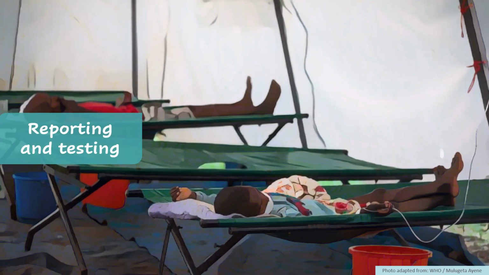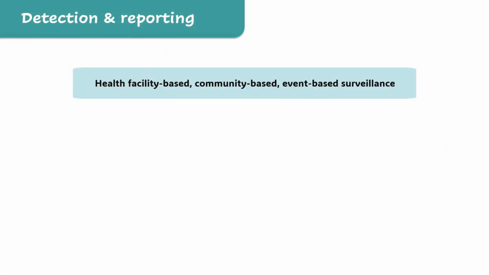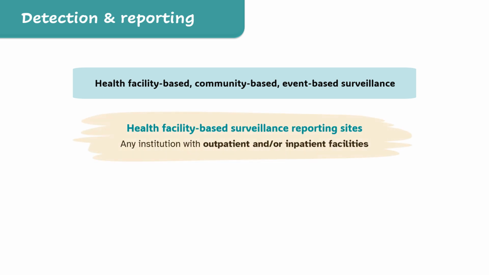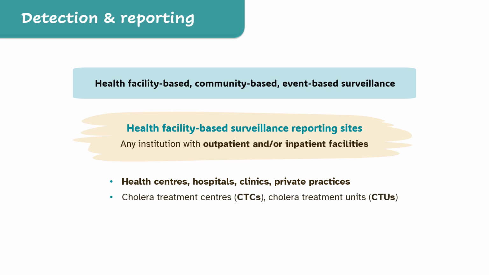Let's look into how suspected cholera cases are reported and tested. Suspected cholera cases are routinely detected and reported by health facility-based surveillance and community-based surveillance. These two routine surveillance streams are complemented by event-based surveillance. Any institution with outpatient or inpatient facilities contribute to health facility-based surveillance. This includes health centers, hospitals, clinics, private practices, cholera treatment centers, cholera treatment units, oral rehydration points, and so on.